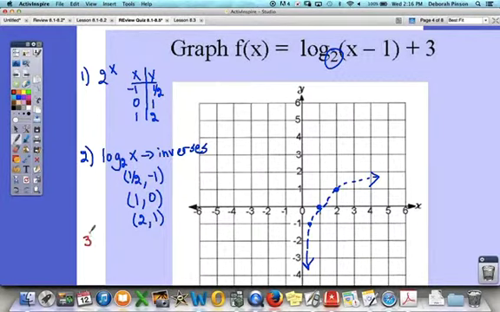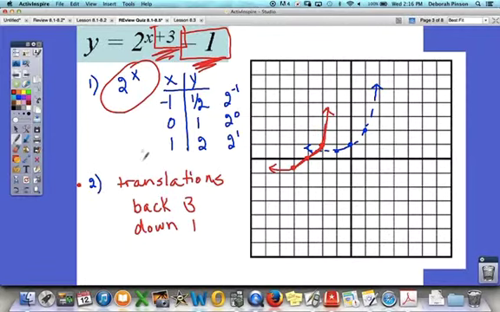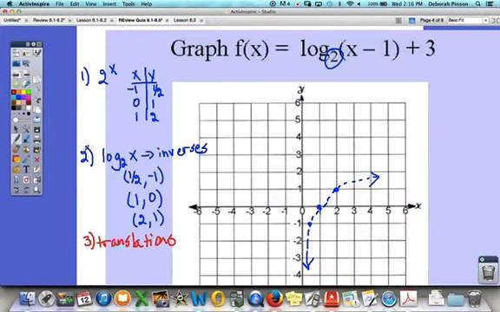Then the last thing I'm going to do is translations. Now, I want y'all to notice we've got an extra step here. Instead of just 2 steps, we've got 3 because we've got this extra step in the middle to get it into logarithm form. Once I get it into logarithm form, I'm going to move it over 1, opposite the direction you'd think, so right 1, up 3. And I'm going to do that with each of my points.